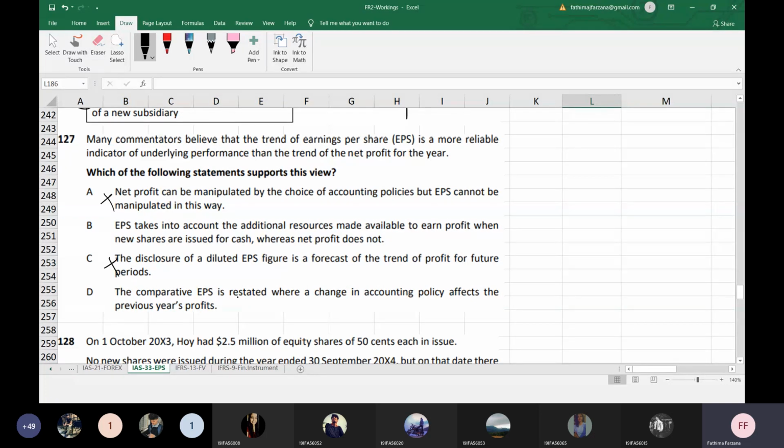Then D: the comparative EPS is restated where a change in accounting policy affects the previous year's profit. False. We didn't do that because of an accounting policy change, right? We restate only when bonus shares are issued. So this is wrong, and B is correct. So let's read what is there in B: EPS takes into account the additional resources made available to earn profit when new shares are issued for cash, whereas net profit does not. What do you mean by this?